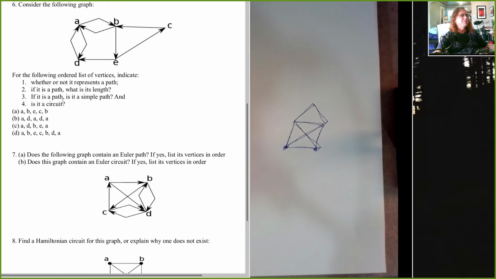All right, so C is not a path and D is not a path. And if it's not a path, you can't talk about its length. If it's not a path, it can't be a simple path. And if it's not a path, it can't be a circuit, because a circuit is a path that starts and ends at the same vertex. So for C and D, the answer is just no, no, no, no, no.